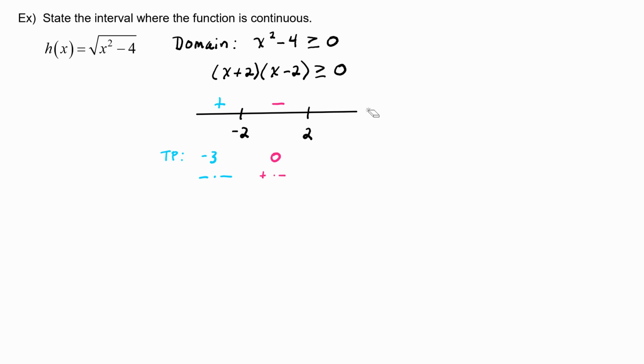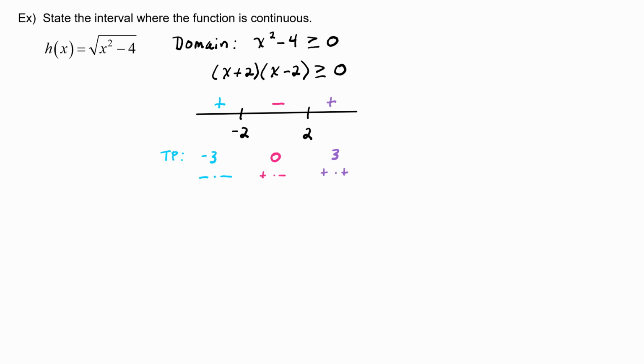On this interval, we pick a test point, say 3. Plugging that into the first factor, we get a positive. Plugging that into the second factor, we also get a positive, and a positive times a positive is a positive. So for any x value in this region, we would get that this product is positive.